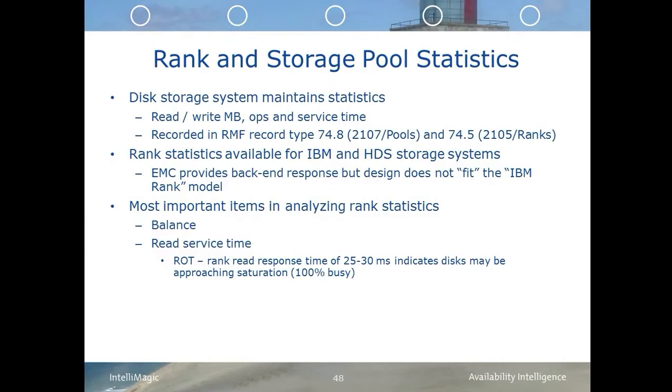Much like the link statistics, disk storage systems also report back-end performance data. Back-end throughput, ops, and service time is reported for RAID arrays, called ranks, and storage pools, which is a collection of ranks. The ranks are reported in RMF type 74.5 records, and the storage pools in 74.8 records. Both IBM and HDS storage provide rank statistics. EMC also provides back-end response, but their design does not fit the rank model used by IBM and HDS.